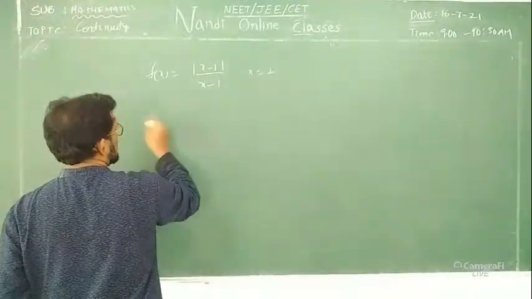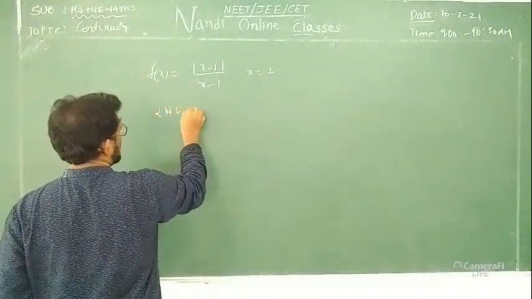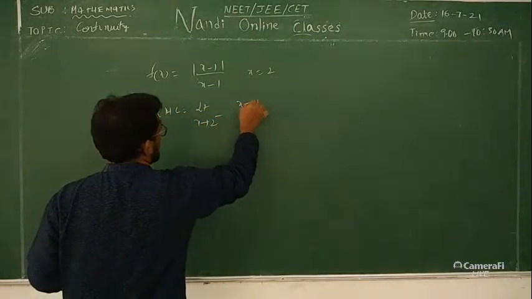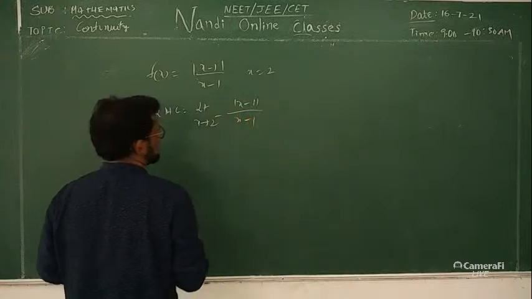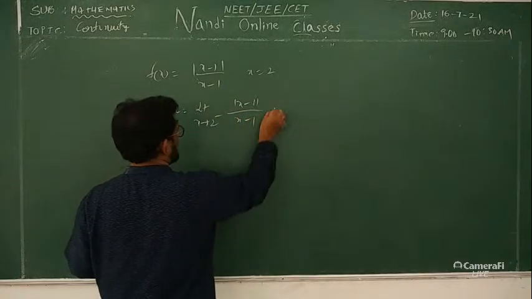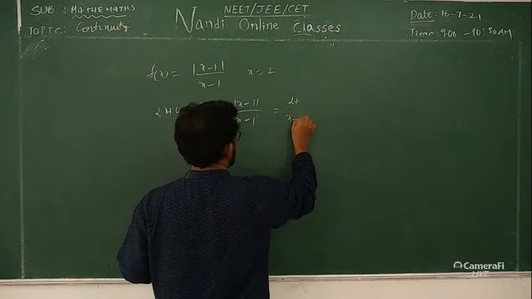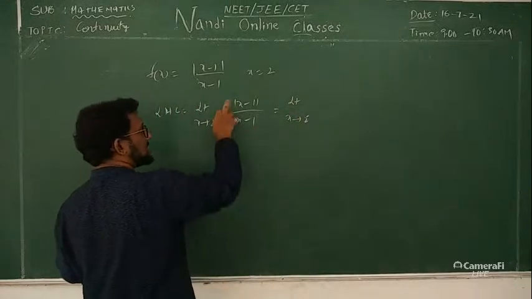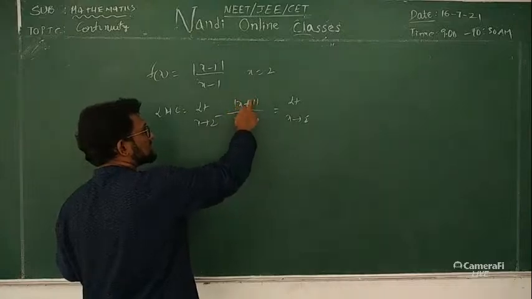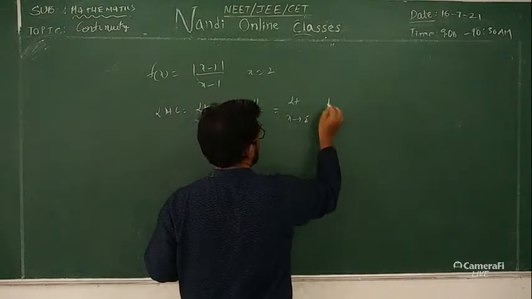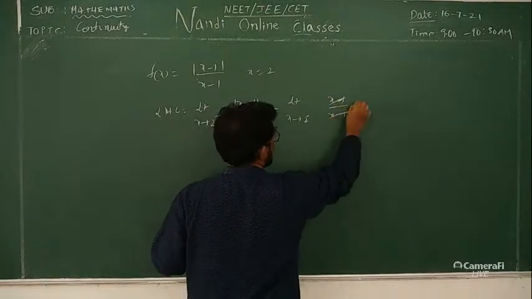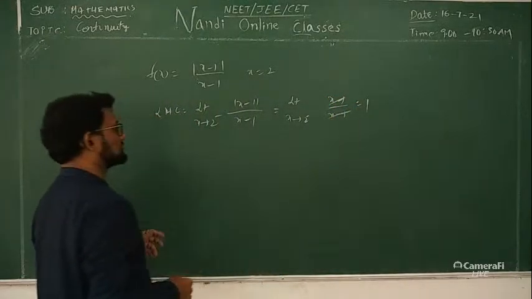So simple thing, left hand limit we try to calculate. Left hand limit is nothing but limit x tends to 2 minus of mod x minus 1 by x minus 1. 2 minus is nothing but we can consider 1.9. 1.9 minus 1 is positive. Therefore, we can write x minus 1 by x minus 1, which gets cancelled. Your final answer is 1.